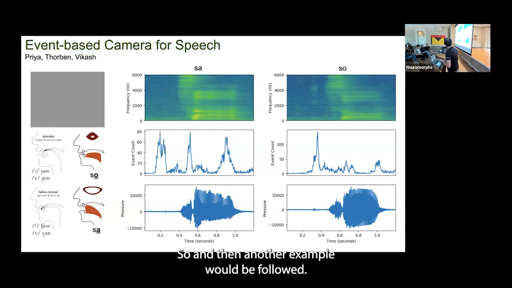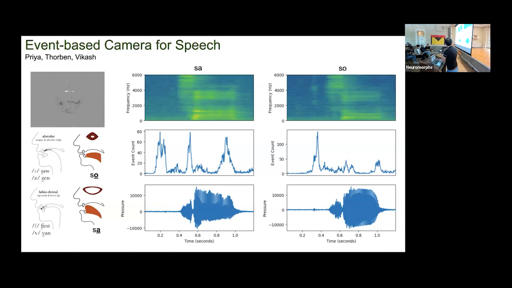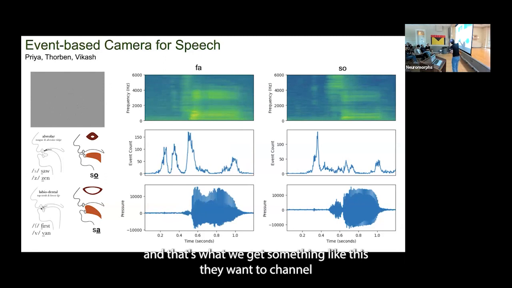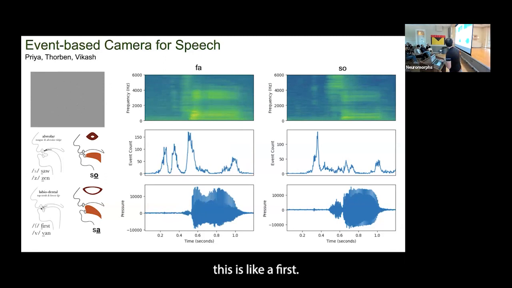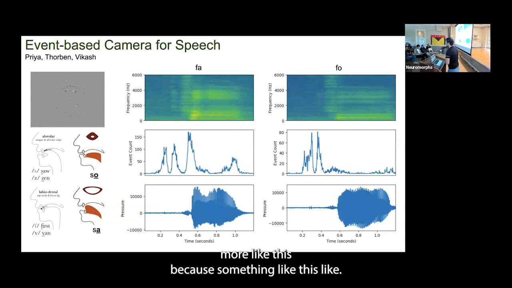Another example would be far, where we are actually producing the sound in a different way. You can see that the shape of the consonant, and also what we get from the image data, is changing. This is the first step: we're looking at the data a little bit, and we want to do way more classification and things like this. Yeah, thank you.